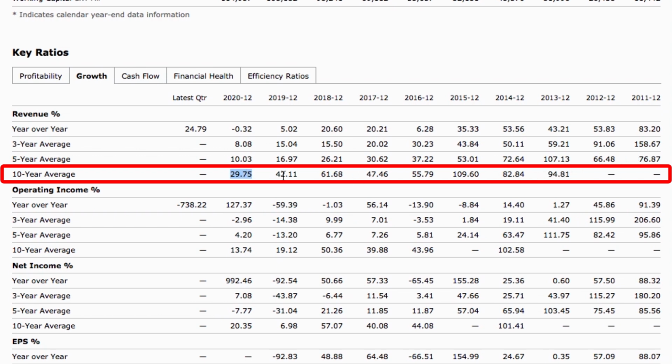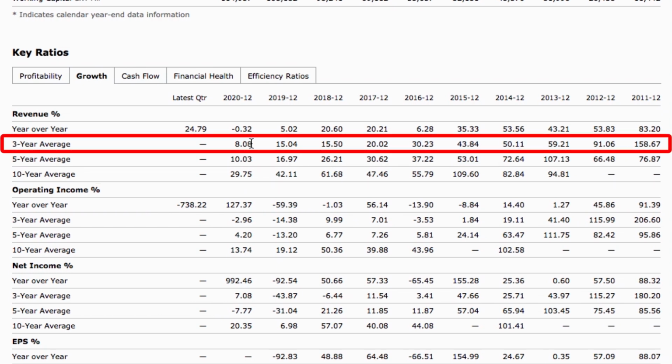The year before, it was growing at 42% per annum over a 10-year period, then 61. So it was higher, and now it's slowing down. Obviously, the company is getting pretty big, so we're getting down into a more manageable growth rate. The 3-year average is 8%. I like to look at these 5 and 3-year averages, because that gives me more of an updated trend of what's actually going on. So 8, maybe 10% growth is what we're seeing on the revenue.